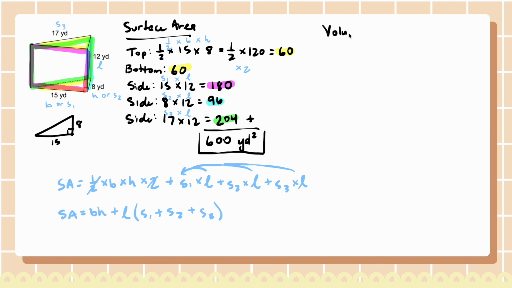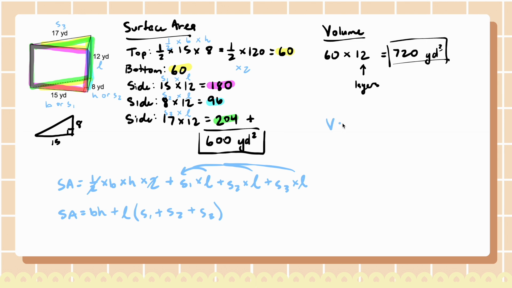Now let's go ahead and talk about volume. So for volume, just like we did with the rectangular prisms, I want to take one of the layers, which is essentially either the top or the bottom. In this case, it's going to be 60. So I'm taking one of the layers, and I want to multiply it by the number of layers that I have in this prism. In this case, it would be the height of the prism, which is 12. So remember, these are the amount of layers that I have. 60 times 12 gets me 720. And that's yards cubed. So that's my volume.